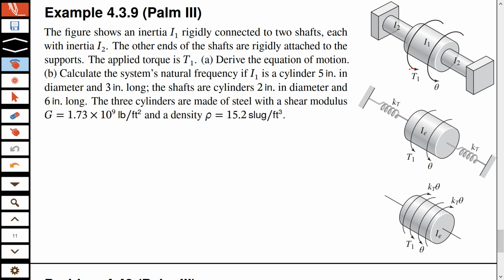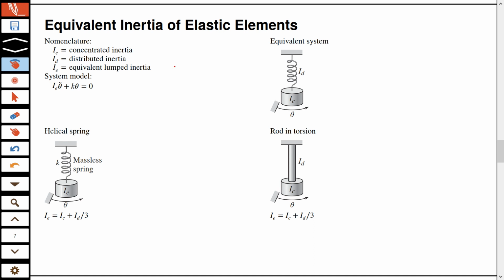The applied torque is T1. So now we need to derive the equation of motion. For the equation of motion, if we model this, I1 is already there, but you know that these are rods, and those rods will be modeled not just by springs, torsional springs, but they will also have inertia associated with them. So we need to go to that table, this table, because we are now in rotation, and we are considering this scenario.